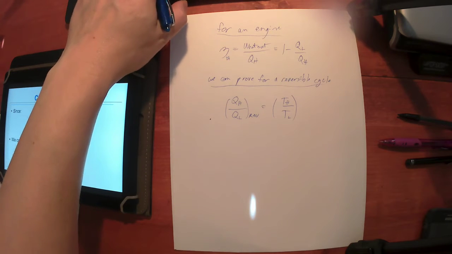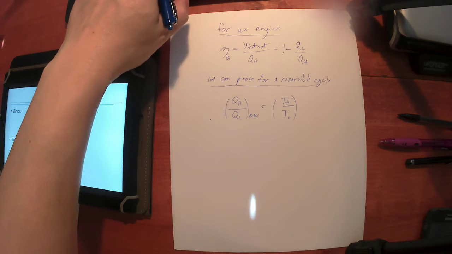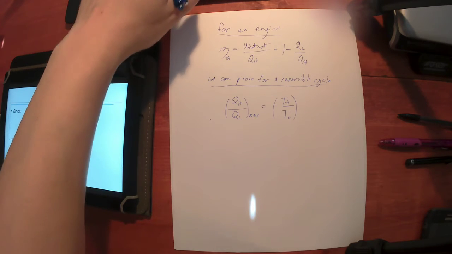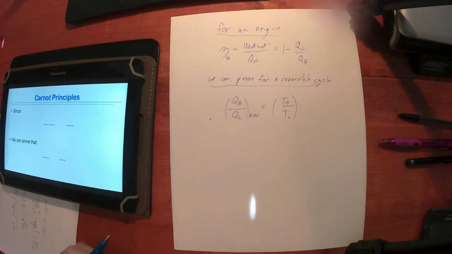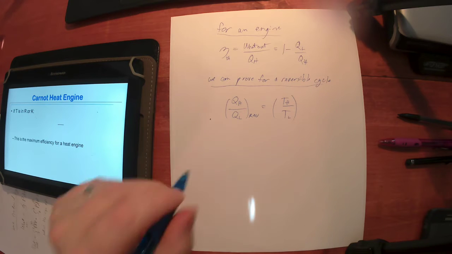Now, showing that without understanding entropy and the second law is a bit of a challenge. However, when we get done with chapter 7 and finish talking about the second law, it'll actually be pretty easy for me to show this. But right now, the proof is out there. I'm sure you can find it on the internet. Without really using the second law, it's a little challenging to show this.